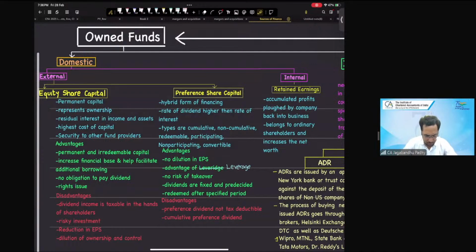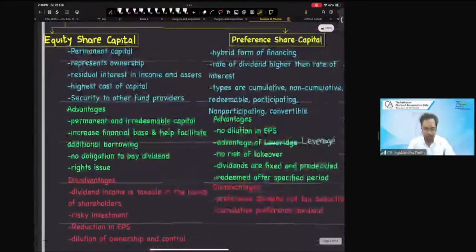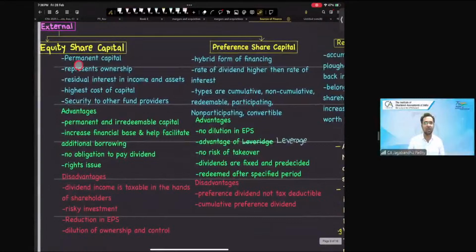We know what equity share capital is, right? Equity share capital is a source of permanent capital because generally we don't do the redemption of equity shares. We can undertake a buyback, but only if the company has a sufficient amount of cash flows or cash reserves available. So it's a sort of permanent capital. Second, equity share capital represents ownership. Whoever owns the equity shares is the owner of that company. Then we have residual interest in income and assets.